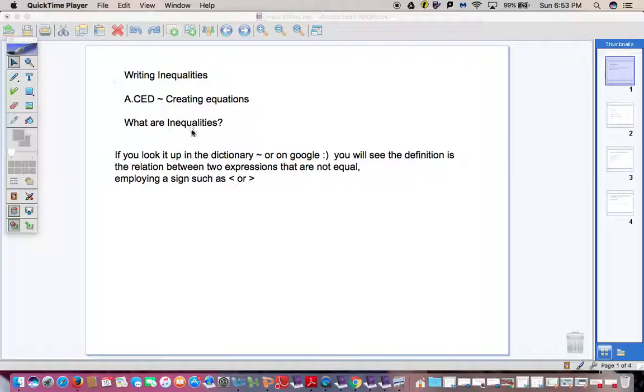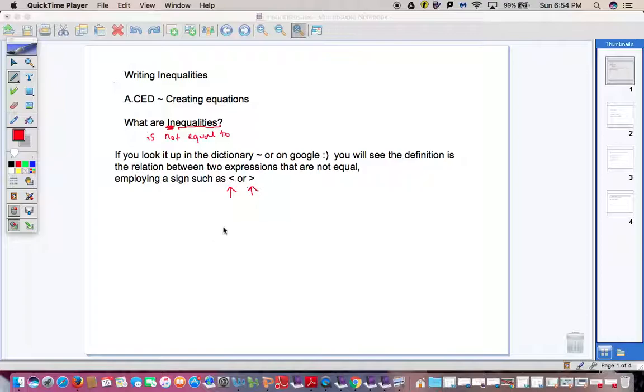Okay, well, if you Googled or looked this up in the dictionary, you would see the definition for inequalities is the relation between two expressions that are not equal, employing a sign such as less than or greater than. Okay, so inequalities, the prefix in means not, and equality means equal to. So an inequality is something that is not equal to. So we use these symbols to indicate inequalities.